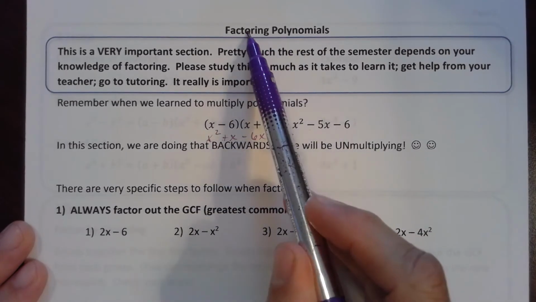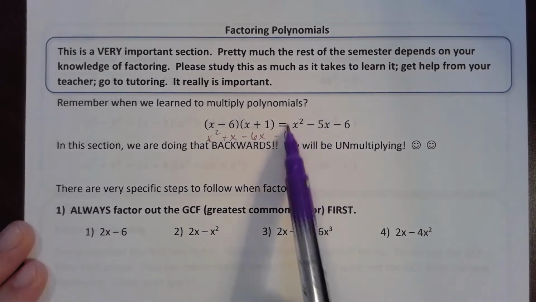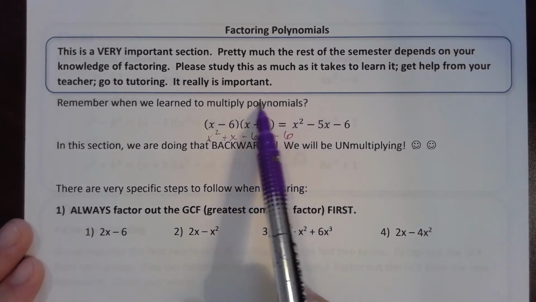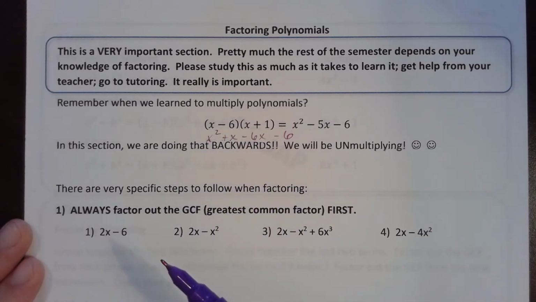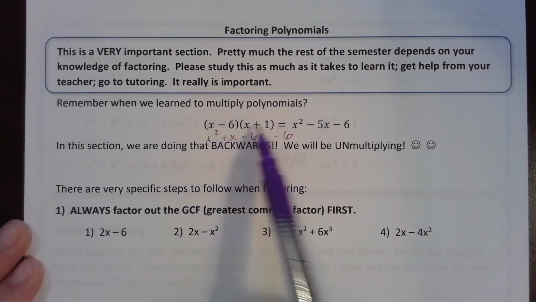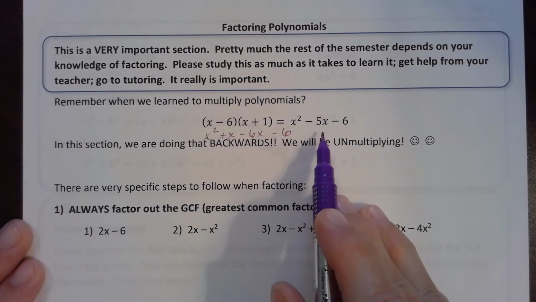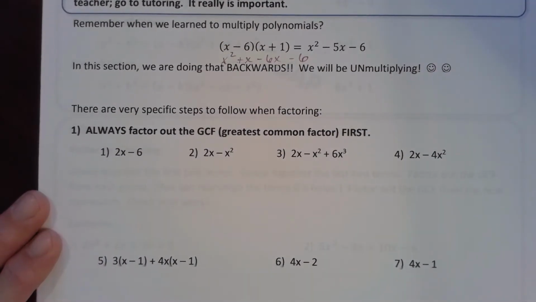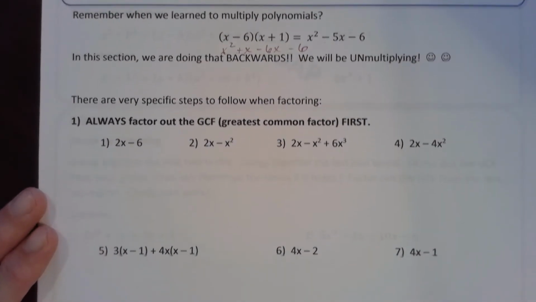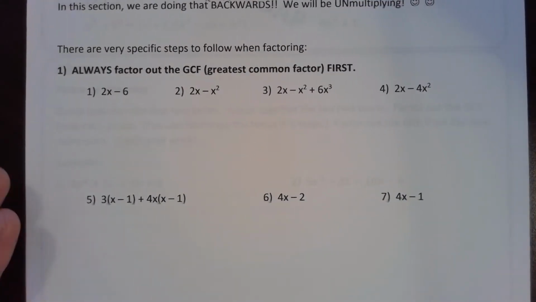In factoring, you want to do that backwards. You want to start with the polynomial and take it backwards to where it was in factored form, or a list of things multiplied together. So we're going to be unmultiplying some polynomials. I know that's not a word, but I like to use it. So whenever you are factoring polynomials, you must follow some very specific steps.